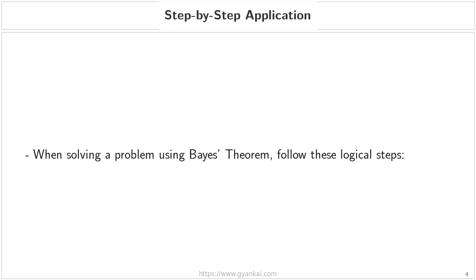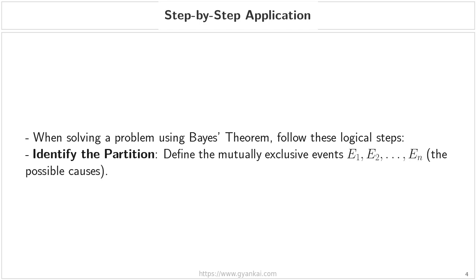Step-by-step application. Now that we have seen the mathematical formula and how it's structured, you might be wondering, how do I actually approach a word problem without getting lost in the notation? Well, I recommend following a consistent, logical workflow. First, you need to identify the partition. This means you look at the problem and define your possible causes, which we label as E sub 1, E sub 2, all the way up to E sub n. Remember, these must be mutually exclusive, meaning they can't happen at the same time.